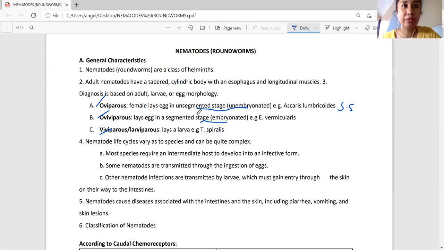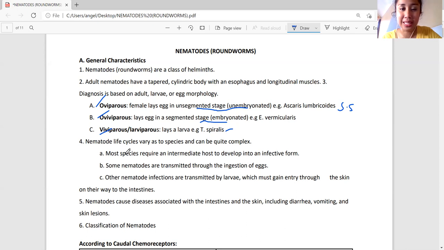And we have viviparous or larviparous, specifically in Trichinella spiralis. Siya lang ang viviparous. So, siya lang ang pag naglay, larva na agad. Okay, walang egg stage. So, nematodes' life cycles can be quite complex. That's true. So, kailangan ng intermediate host.